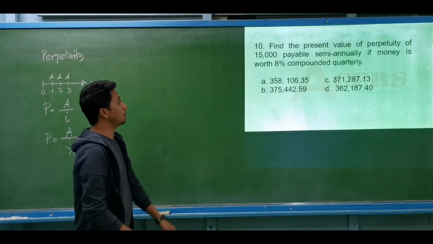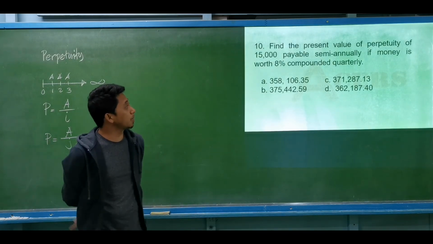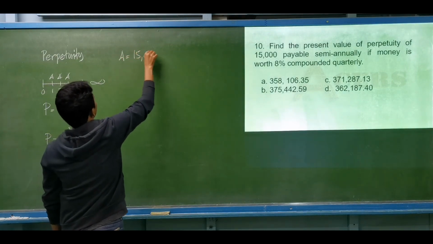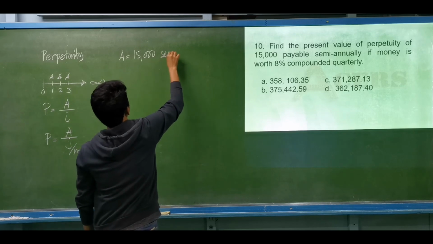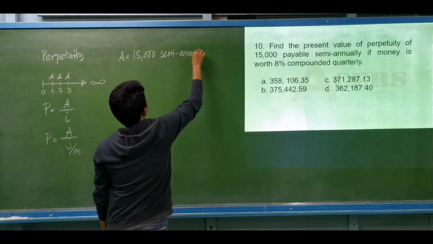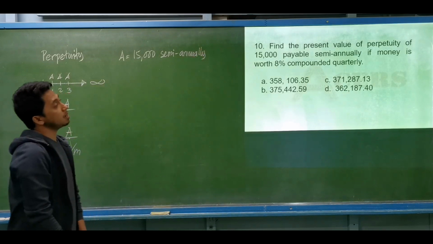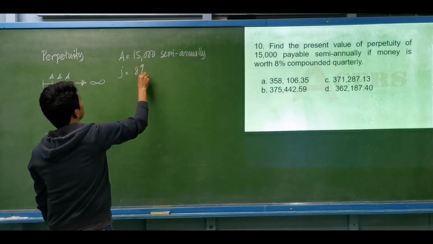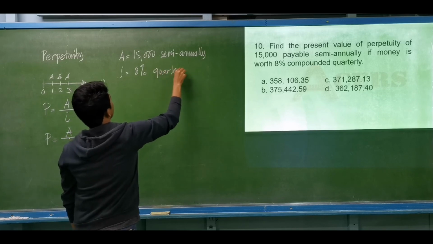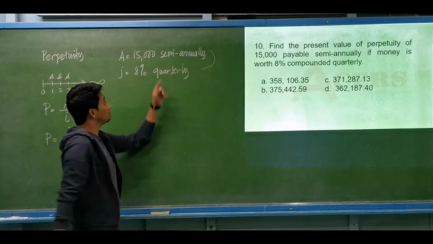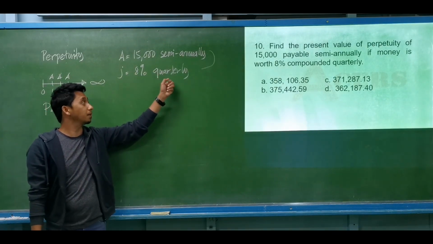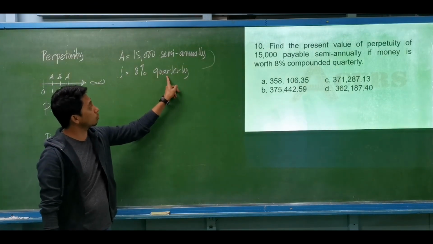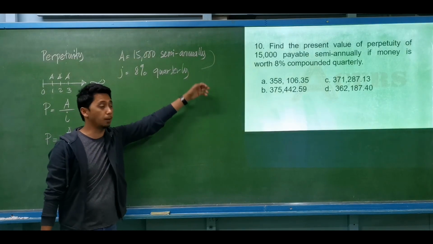For example, problem number 10. Find the present value of a perpetuity of 15,000 pesos payable semi-annually, if money is worth 8% compounded quarterly. As you can see, we have a problem here. The mode of payment is not the same as the mode of the rate. So we have to use equivalent rates. We need to convert the quarterly rate to semi-annual, since that is the mode of payment.